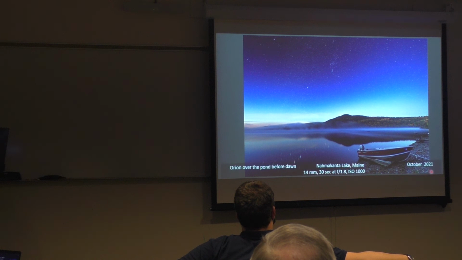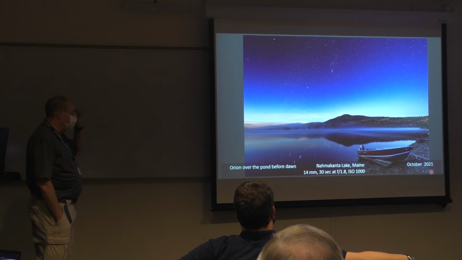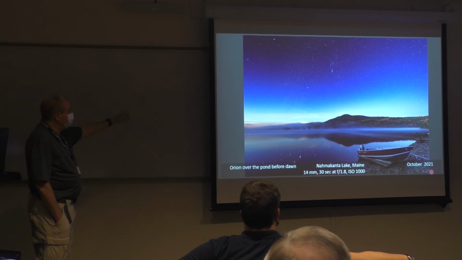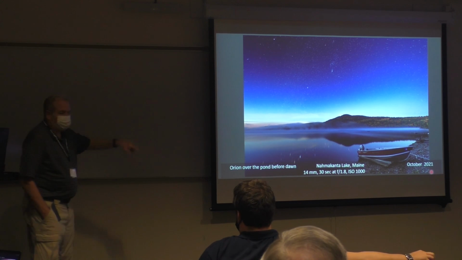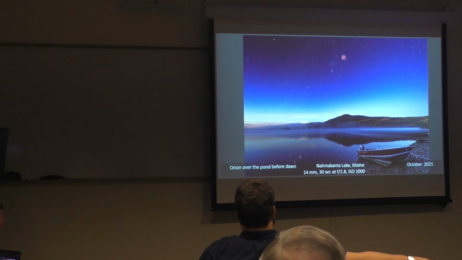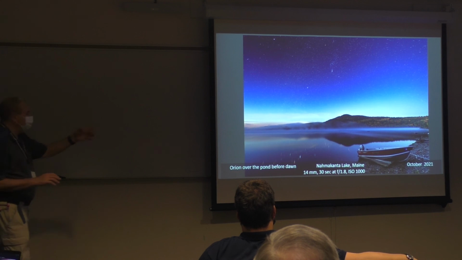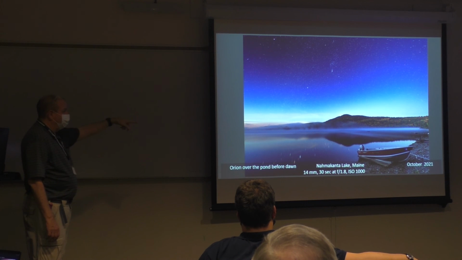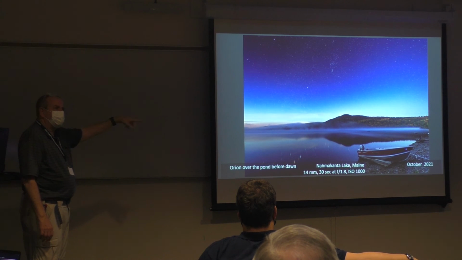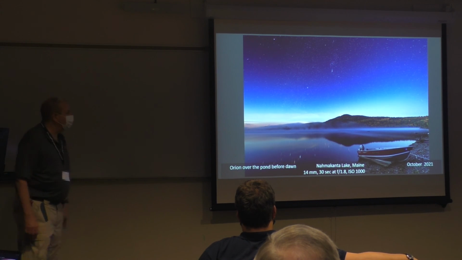This is from Maine, hands down the darkest place I've ever been. Darker than the Arizona desert. This shot, however, was made before dawn. It's hard to make out, but here's Orion, there's the belt, and there's the sword. But the light was coming on from the dawn enough to light the hill in the background. In Maine, that's about 700 feet above the lake. They call those mountains, but most people would call that a hill.